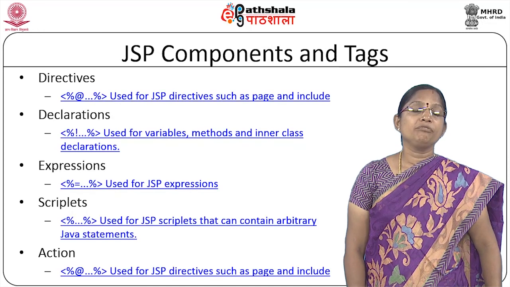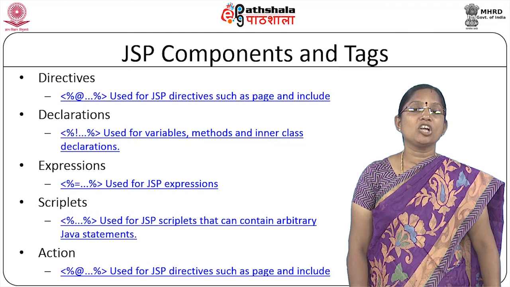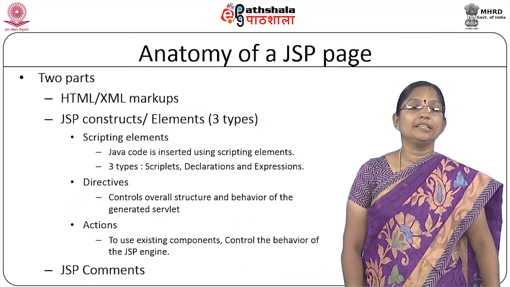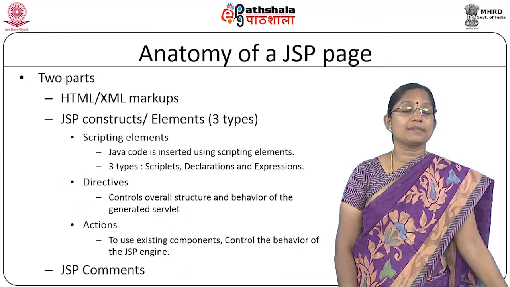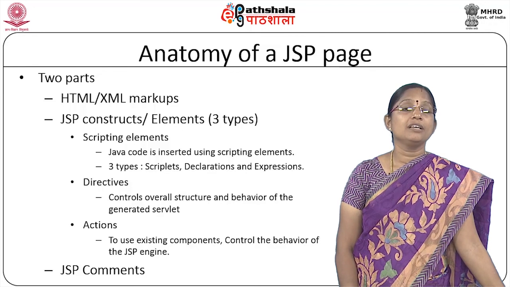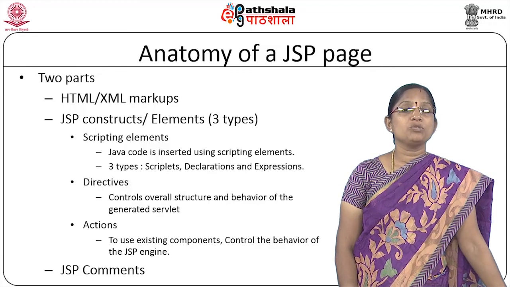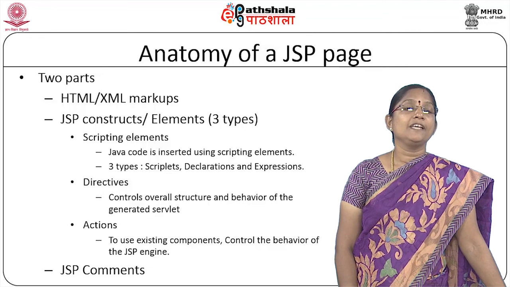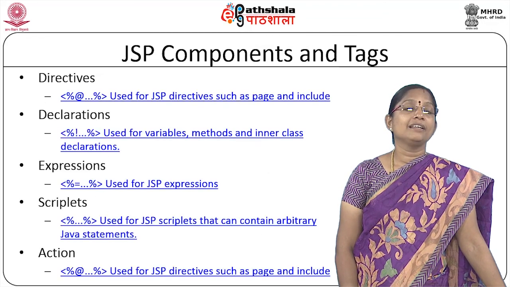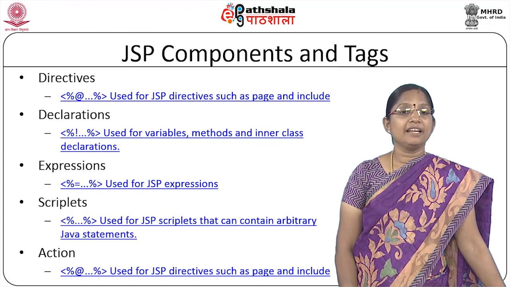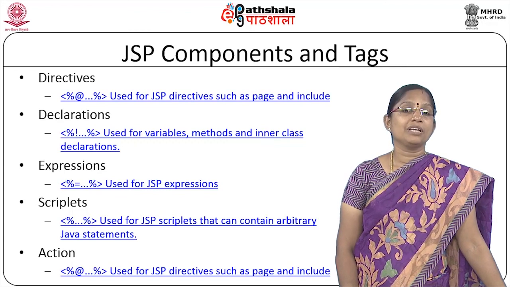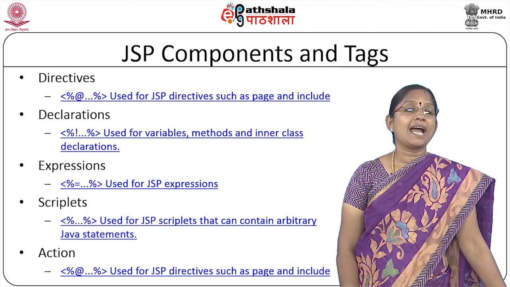First, let me give you a brief introduction about the JSP components and tags. I told you already that there are two parts to a JSP page. Either it could be HTML or XML markup, or it could be a JSP construct. If I am using a JSP construct in a JSP page, it should lie under these five categories: directive, declaration, expression, scriptlets or actions. Taking directives, later we will see what the directives are. They are page and include. These directives have to be described with the @ symbol.